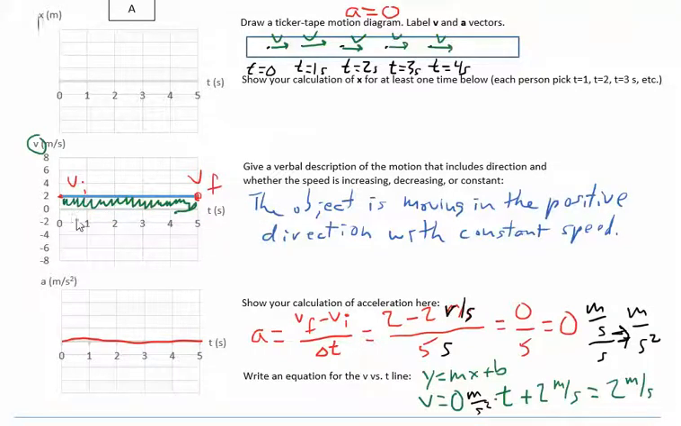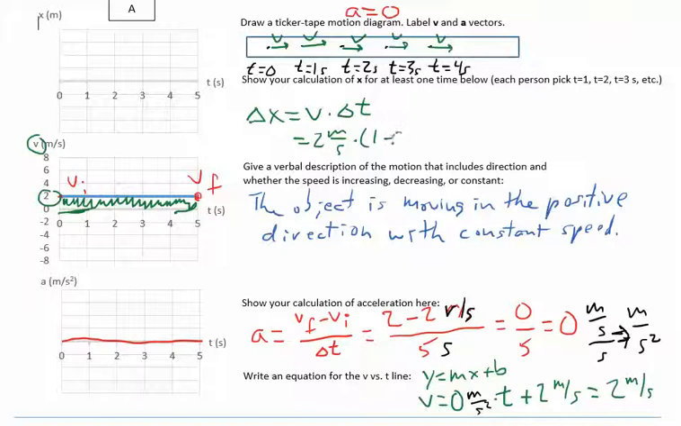So let's take 1 second. In this 1 second time interval, because it's moving 2 meters per second, it's going to move 2 meters. So what we can do right here is show your calculation of x. So the displacement is going to be equal to the speed it's moving times the time interval for it. And the speed it's moving is this speed right here. So that's 2 meters per second for a 1 second time interval.